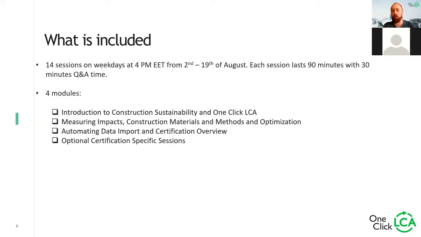So we've divided this into 4 modules. We first of all have the introduction to construction sustainability in OneClickLCA, and part of that will be done today. We'll have measuring impacts, construction materials, methods, and optimization. Then we'll take a look at the automating of data import and the certification overview. And we'll also have optional specific certification sessions.